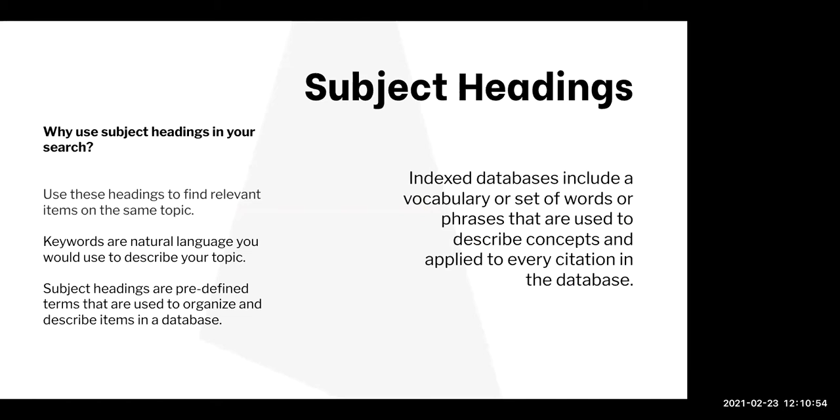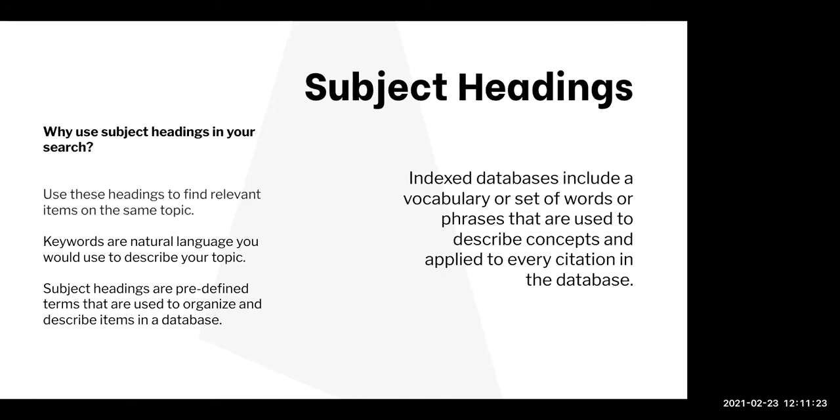So keywords are typically the natural language that you use to describe your topic, and that can change depending on the author who is writing the article. It depends on the person who is doing the search. Some people might refer to things in different ways, but subject headings are a kind of vocabulary, predefined terms that are used to organize and describe things in the database.